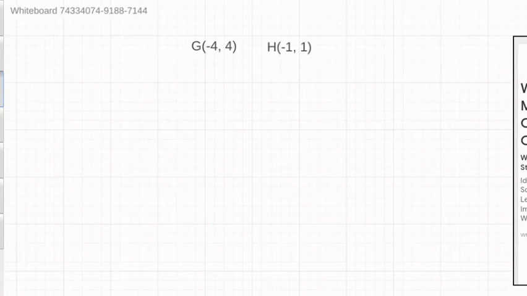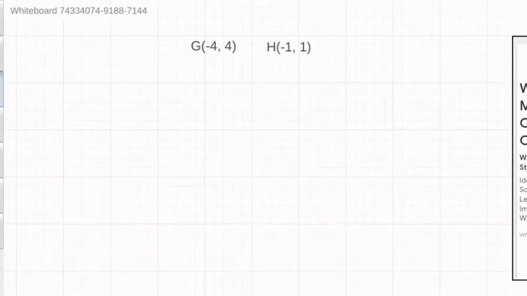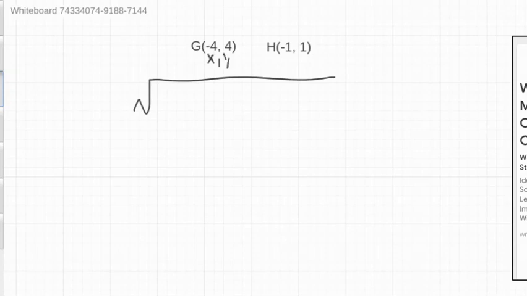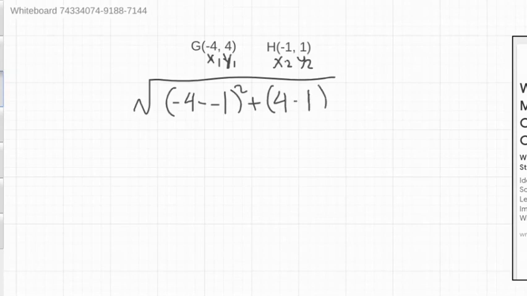Alright, let's do another one. Except this time they give us the coordinate points and not the plane. Alright, well, I'm going to start off my distance formula with a square root. And I'm going to label my x1 and y1, and my x2 and y2. For this problem, we're also going to write it in simplest radical form. Alright, now I can plug in my x1 minus x2 squared plus y1 minus y2 squared.